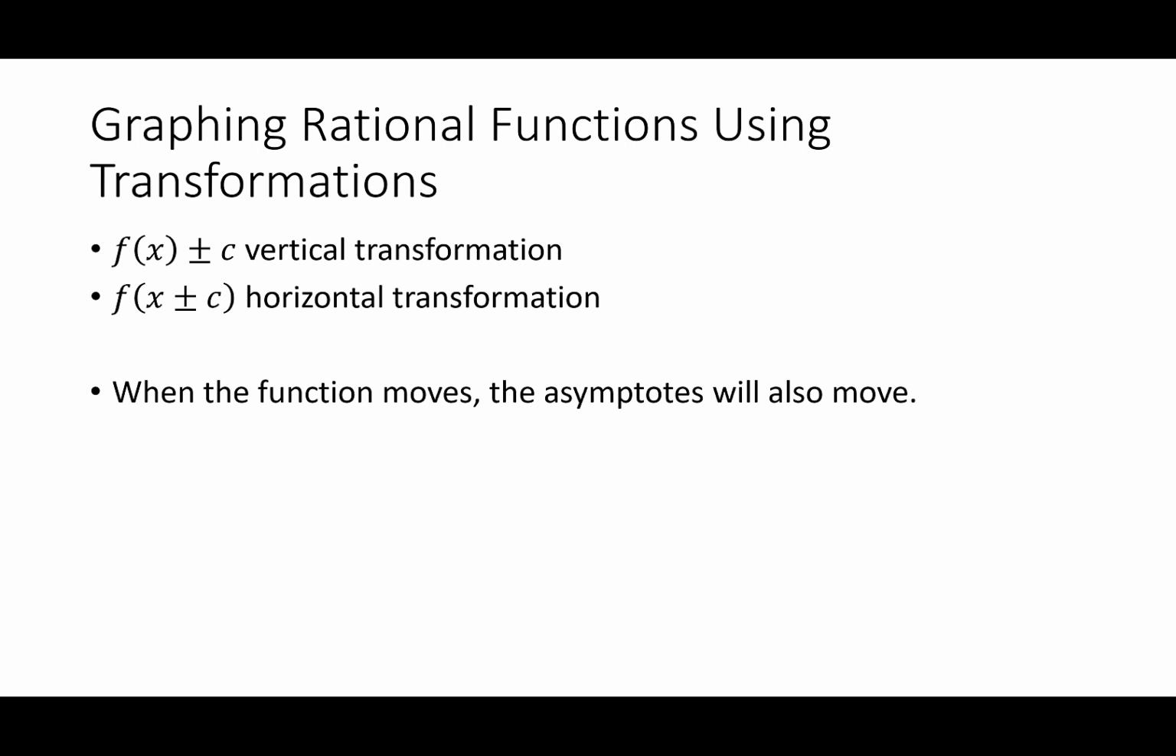So hopefully you remember when we have f of x and we add or subtract some constant c, that will be a vertical transformation. So we'll see the graph shift up or we'll see it shift down. If we have f of x plus or minus c, where that plus or minus is inside of the function, then that's going to be a horizontal transformation. Super important to remember that when we're moving a rational function, we will also move the asymptotes. We'll only do this transformation for the function f of x equals 1 over x.